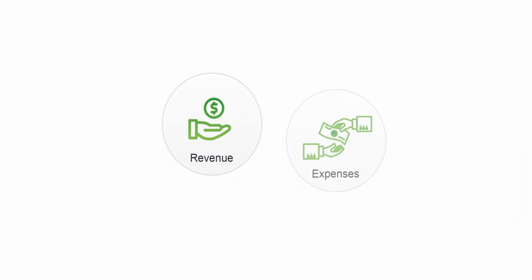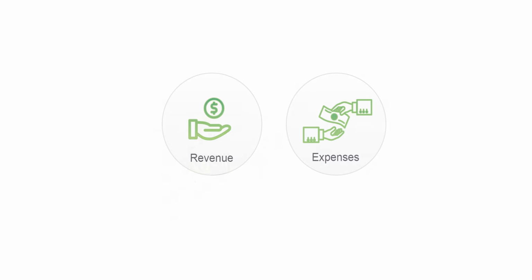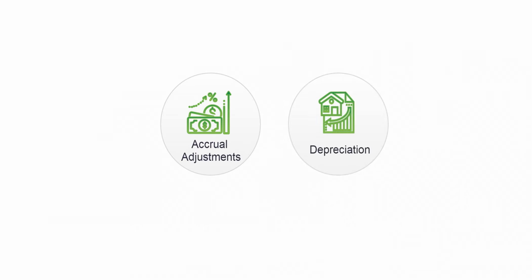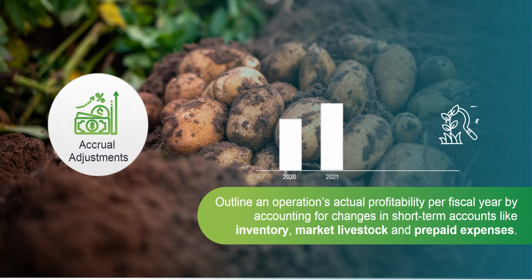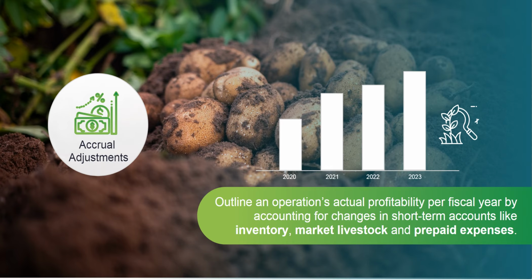Revenue and expenses may be relatively straightforward, but accrual adjustments and depreciation are a little more complicated. Let's look at this in more detail. Accrual adjustments help to outline an operation's actual profitability per fiscal year by accounting for changes in short-term accounts like inventory, market livestock, and prepaid expenses.